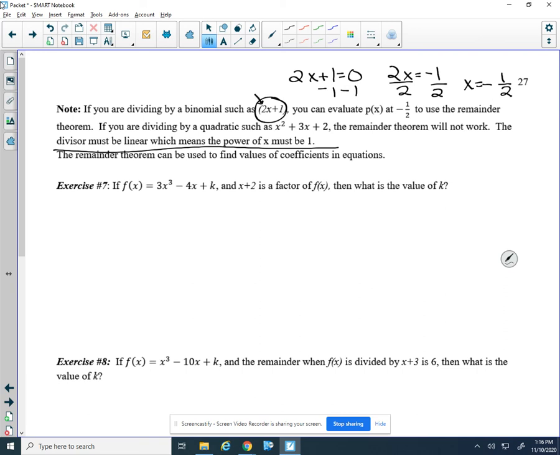If you are dividing by a quadratic, like this is what you're dividing by, we saw some of those, the remainder theorem will not work. The divisor must be linear. So you have to have just an x to the first in what you're dividing by, which means that power of x must be 1. So that's just something to think about, and then the next video will have the last set of questions.